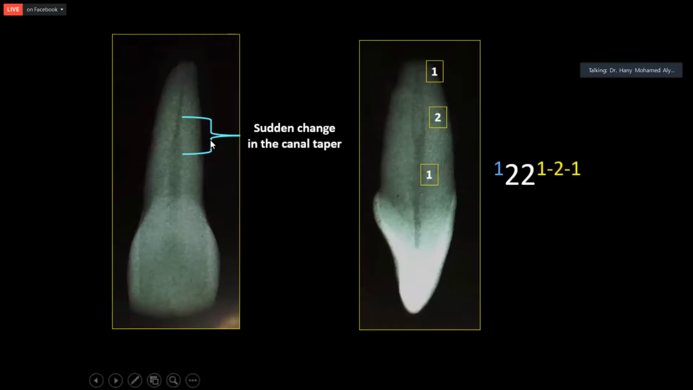As shown here, this is also one of the landmarks. How can you detect a bifurcation in the root canal in a maxillary central? As you see here in this extracted tooth, there is a sudden diminishing, or sudden change in the canal taper in this area. So this is a landmark: if you see a sudden change, maybe there is a bifurcation. And after I took another shift for the X-ray, the proximal view, it shows that this tooth has a 1-2-1 canal.